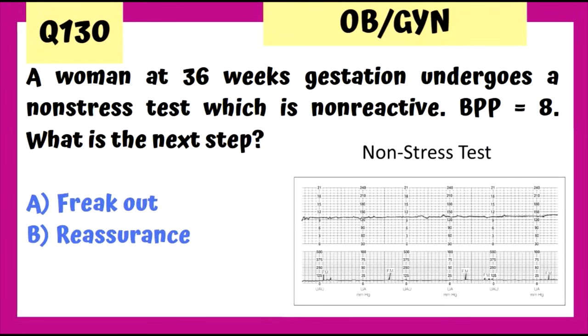Question 130. A woman at 36 weeks gestation undergoes a non-stress test, which is non-reactive. So this could be either good or bad. It could be bad because it's non-reactive, or it could be fine. Maybe the baby's sleeping. Biophysical profile is 8, so that's fine. That's why the answer is reassurance.